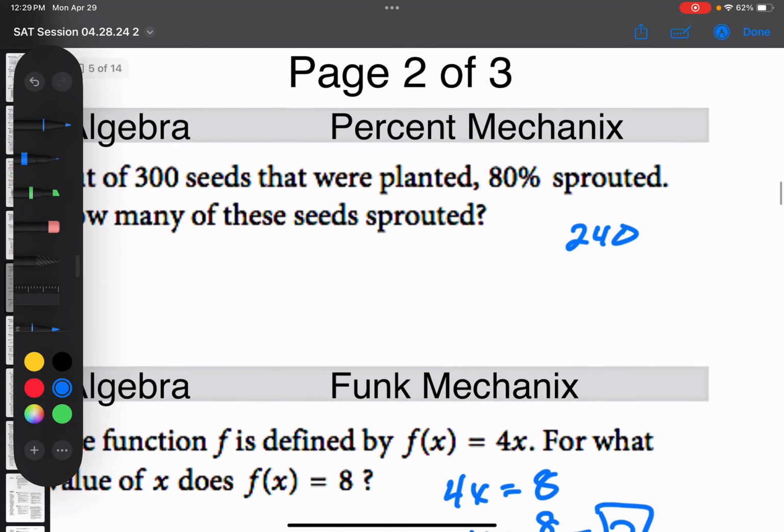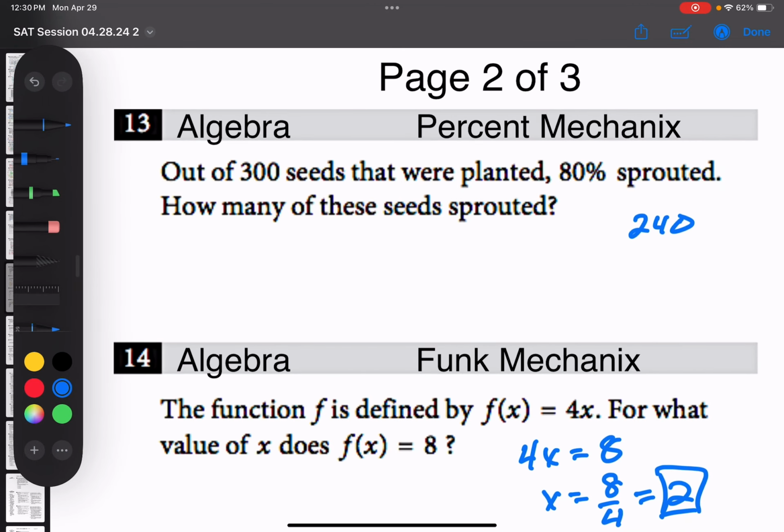Question number 13. Oh, I wrote in the answer already. Let's take a look. How do we get our 240? So I did this in class. I showed students, this is the answer. How do we get it? So you might get a little more familiar this way.